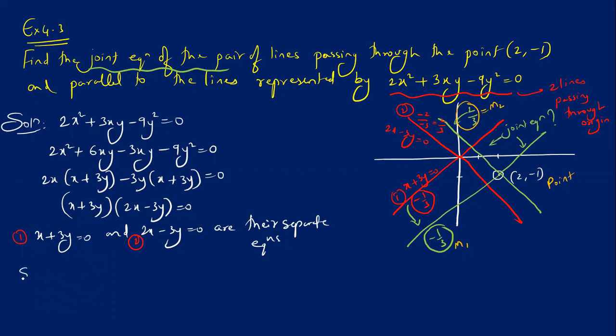So the slopes of x plus 3y is equal to 0 and 2x minus 3y is equal to 0 are m1 is equal to minus 1 by 3 and m2 is equal to 2 by 3, that is minus 2 by minus 3, which is 2 by 3.